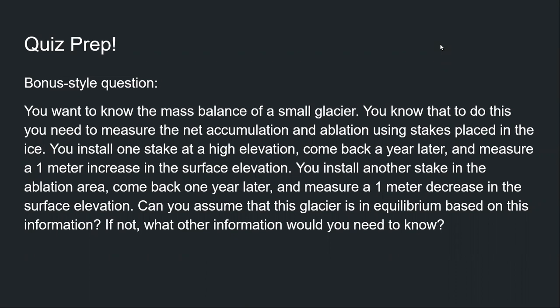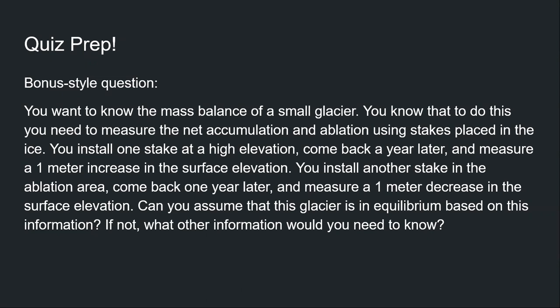Can you assume that this glacier is in equilibrium based on this information? And if not, what other information do you need to know? I'm going to let you think about that a bit. Don't hesitate to just pause the video for that. I'm going to give the answer.